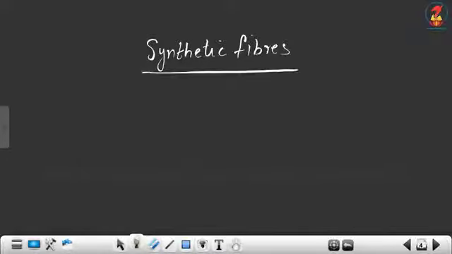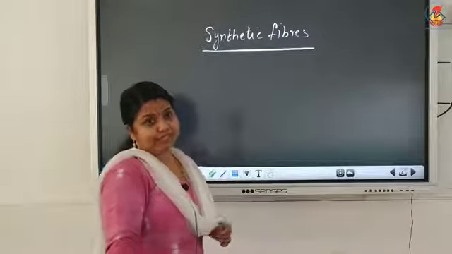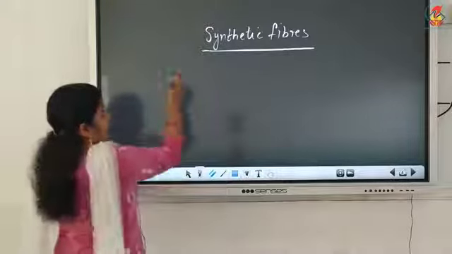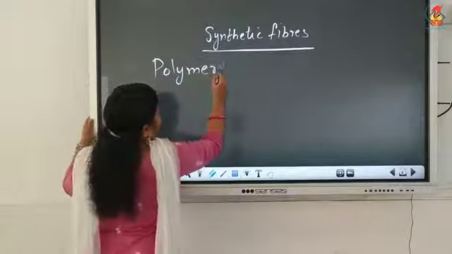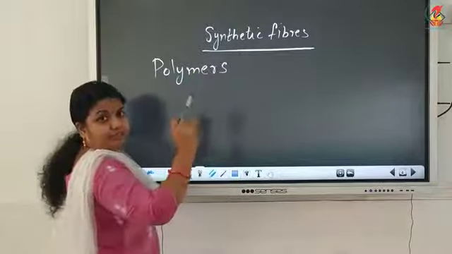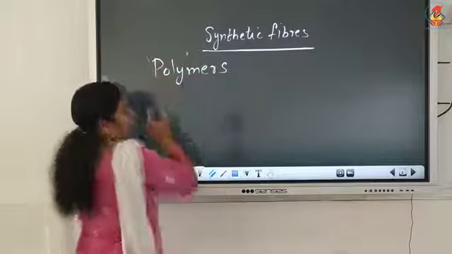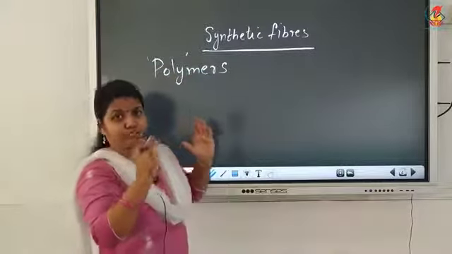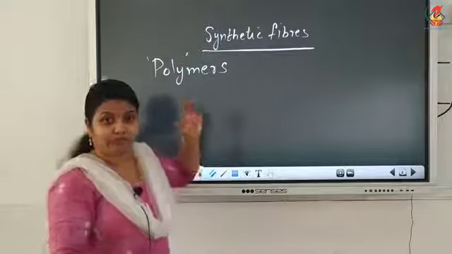Synthetic fibers. Synthetic fibers definition we have already learned, the fibers which are obtained from chemical substances. Now the synthetic fibers, chemically we define them as polymers. In chemistry we say that synthetic fibers are polymers. Now polymer is a Greek term which is made up of two parts.